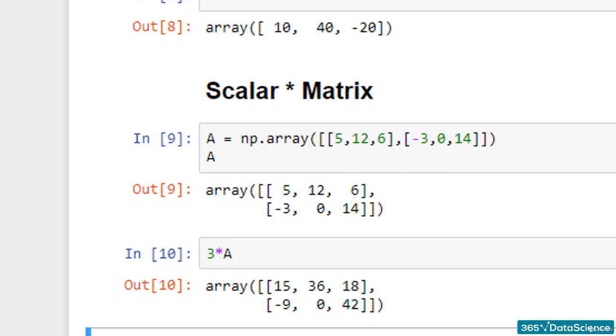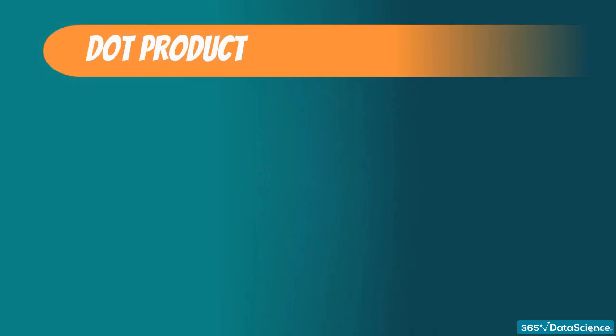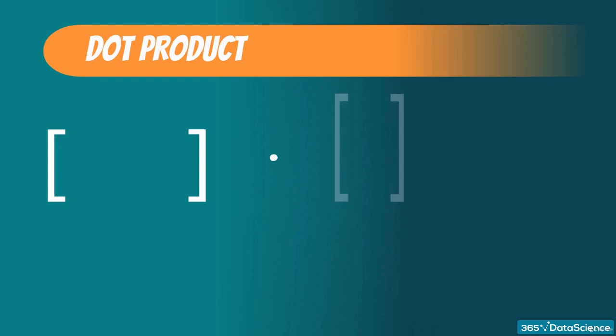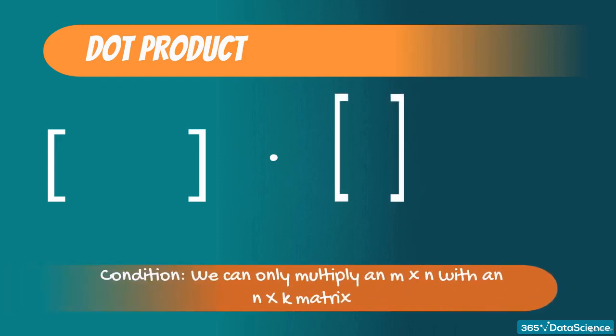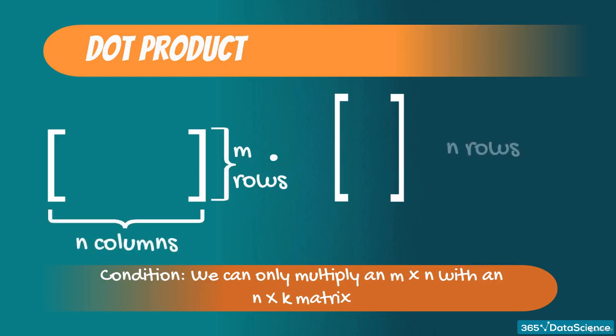All right, that's easy. But how do we multiply a matrix with another matrix? Using the same concept, the dot product, we can multiply two matrices. There is a compatibility measure here too. We can only multiply a matrix of dimensions m by n with a matrix of dimensions n by k. Basically, the second dimension of the first matrix has to match the first dimension of the second matrix.